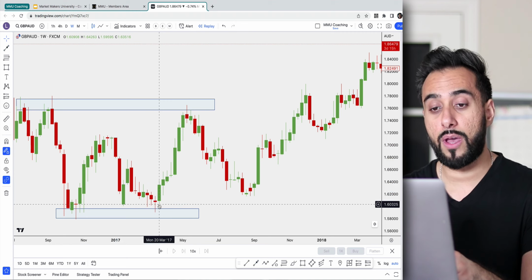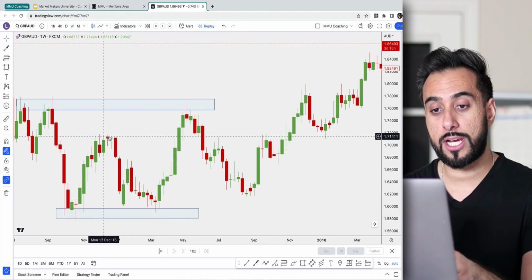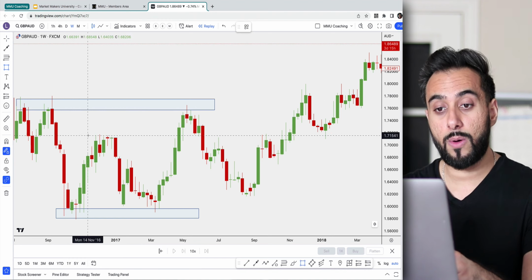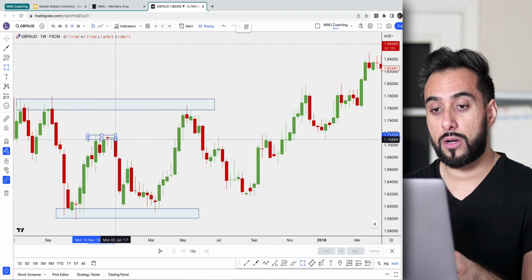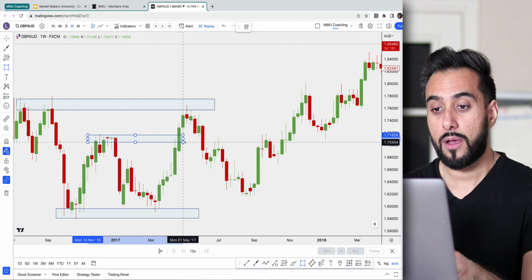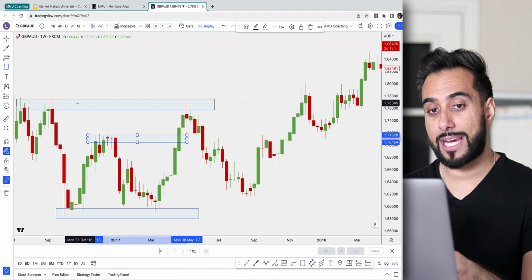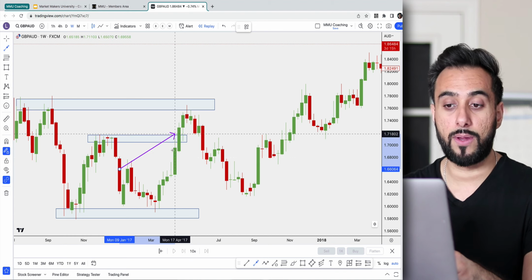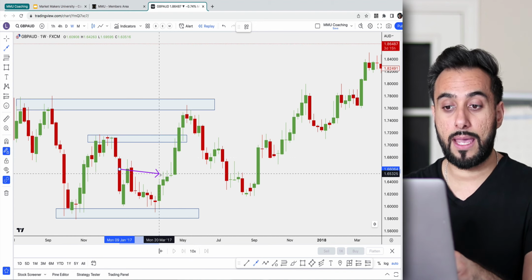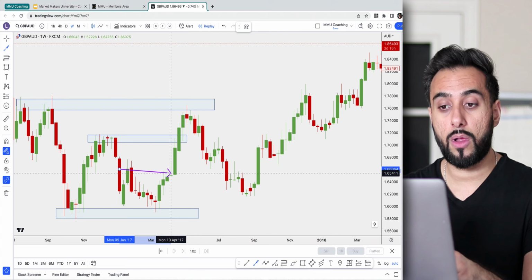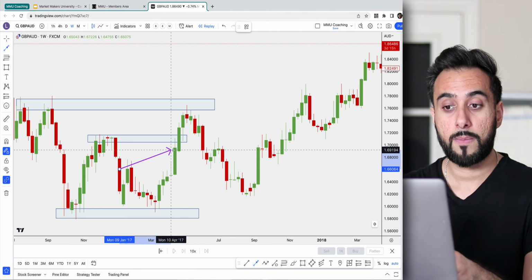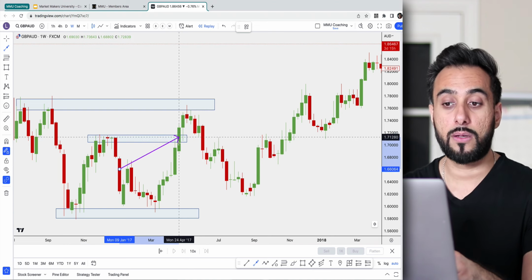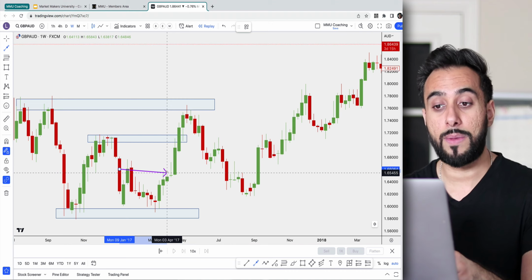Now, I don't know if any of you have noticed, but there's also a rejection area right over here, and let's go ahead and draw that. So we have our resistance area drawn over here, but is the price action of the candles accelerating or decelerating? You can clearly see the candles were small, small, small, and then grew, and then even another big candle. So this is showing a sign of momentum gain.